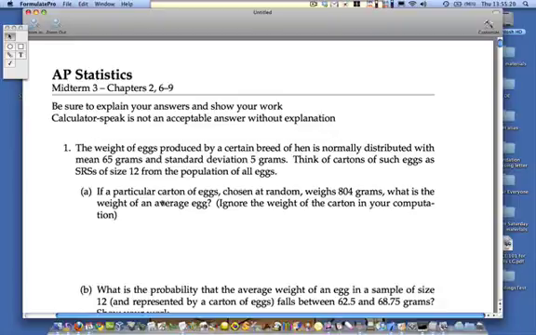So here are the answers to the third midterm for AP Statistics. This is the one you guys just took. Today is January 21st. The midterm was on chapters 2, 6, 7, 8, and 9.